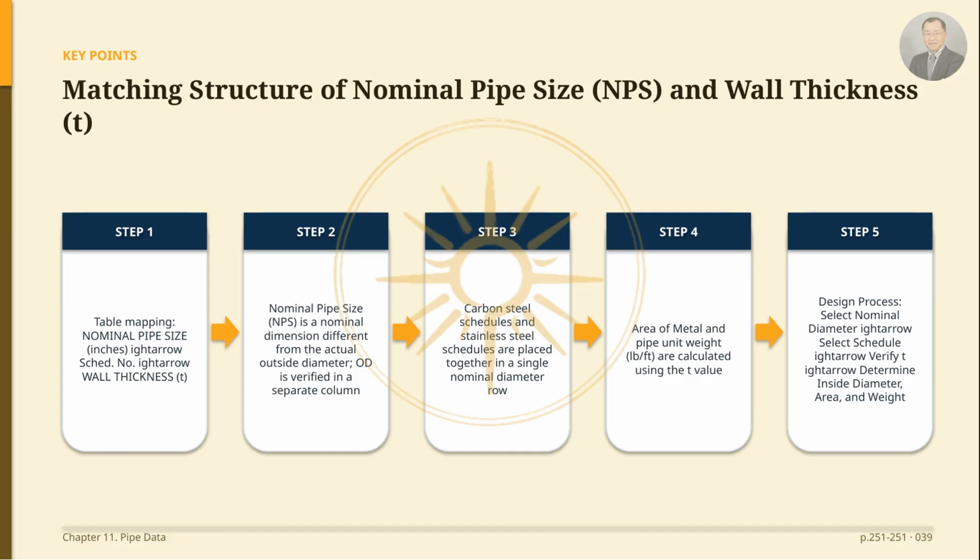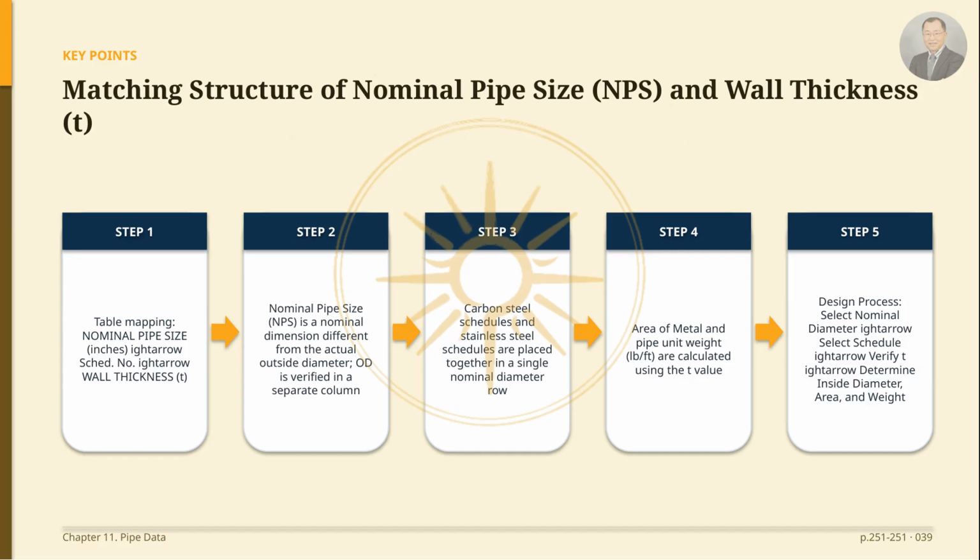A point of caution here is that the nominal diameter is a nominal dimension, not the actual outside diameter. The actual outside diameter, OD, must be checked in a separate column. Additionally, both carbon steel series schedules and stainless steel series schedules are included within a single nominal diameter row.